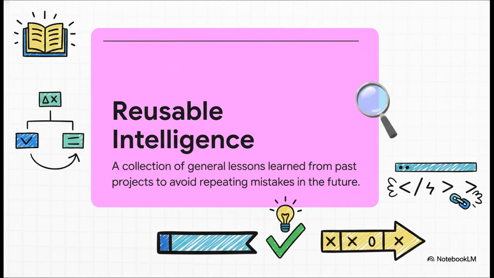But hold on, what about those lessons that aren't just for one project, but for all future projects? Well, that's exactly what reusable intelligence is for. This is a totally separate file that acts like the AI's long-term wisdom, its collection of best practices. So after a project wraps up, you might add a general lesson, like, hey, for all future command line tools, always return non-zero exit codes when there's an error. This is how you stop the AI from making the same rookie mistakes again and again.